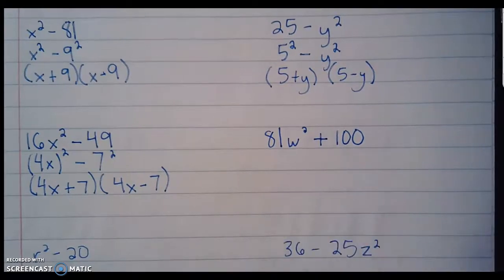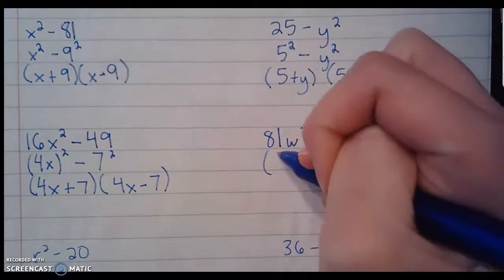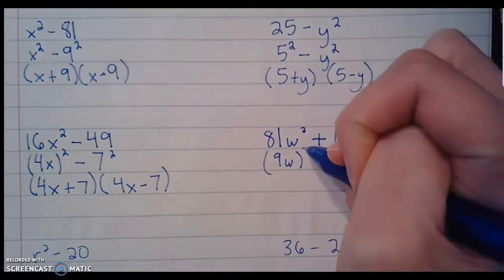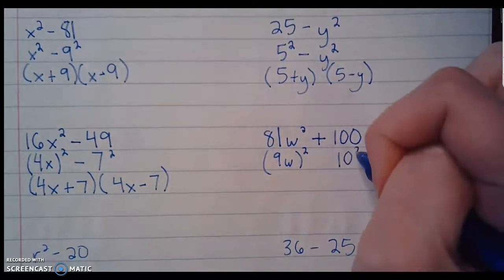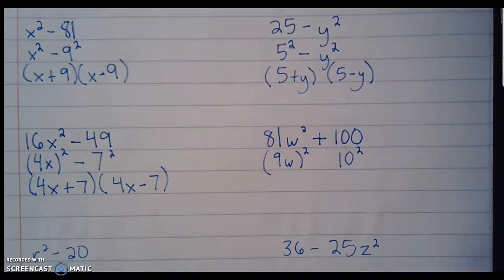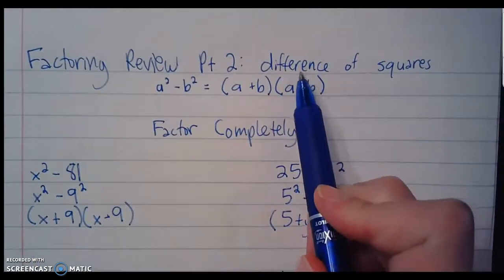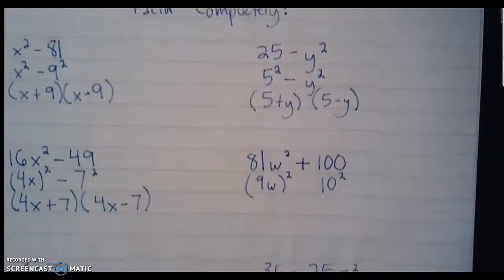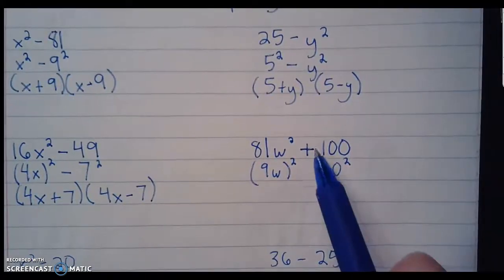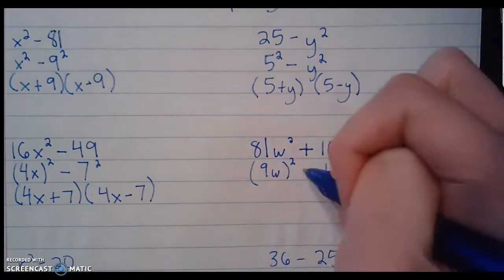Here, you might be inclined to say, oh, well, this is a perfect square. This is 9w to the second power. And you might notice, oh, this is a perfect square, 100. Well, that's 10 to the second power. However, remember the topic, difference of squares, a squared minus b squared. What we have here is a sum. We have a squared plus b squared.